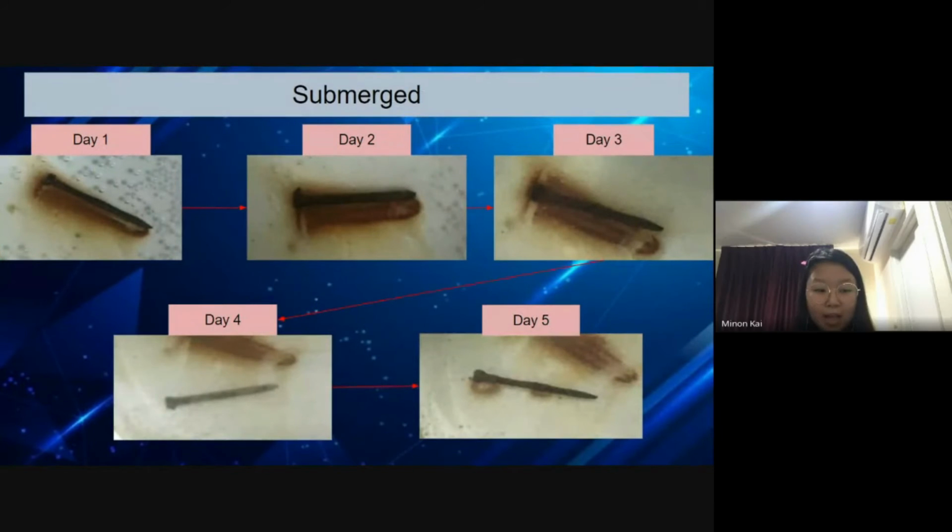These 5 pictures are results of the nail that had been submerged underwater. Within the first 24 hours, rust had already formed on both the nail and the beaker. By day 5, the nail is completely covered from top to bottom with rust.